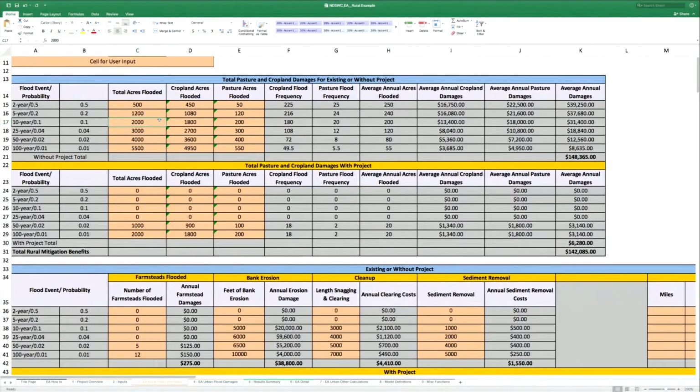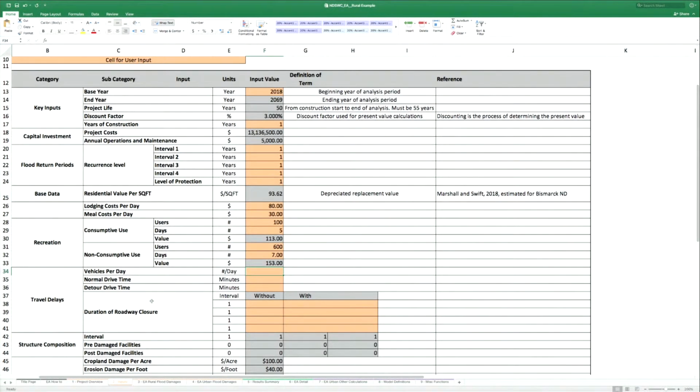Jeremy, on that last data entry sheet, there are the lodging costs per day and meal costs per day. Can you speak to those? And why would they be in on a project like this? Aren't those related to displacement?